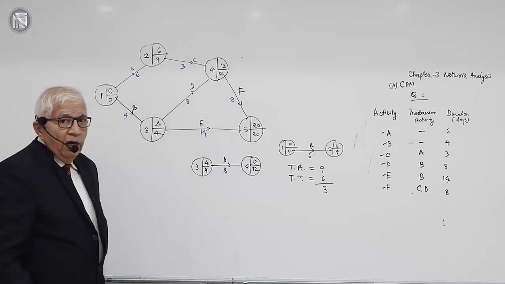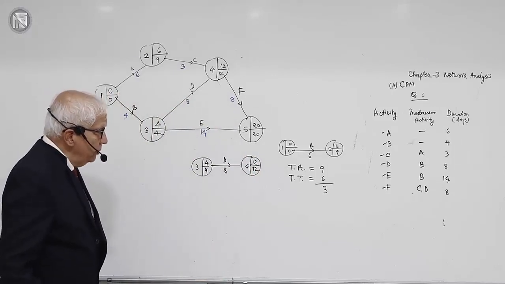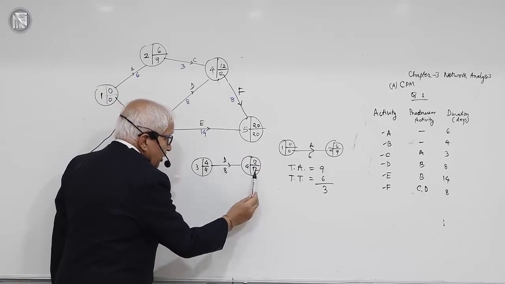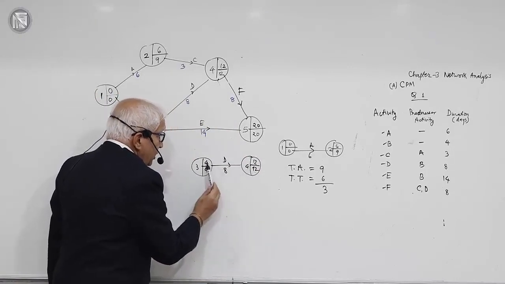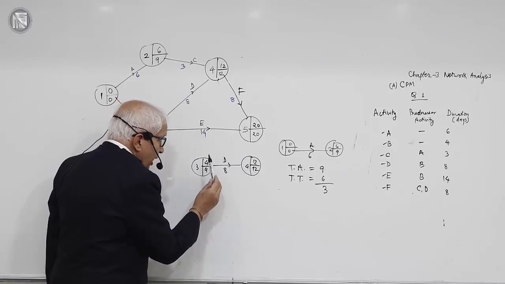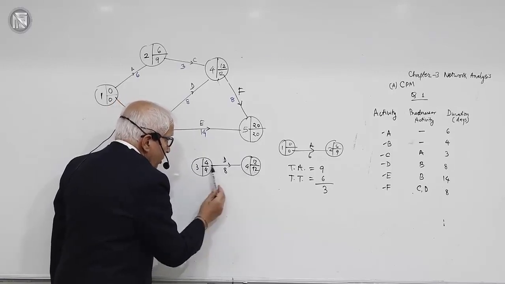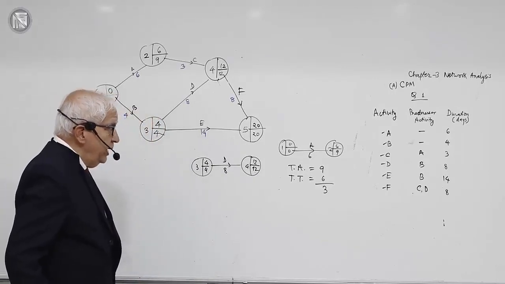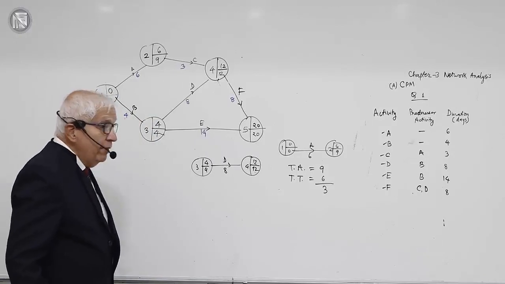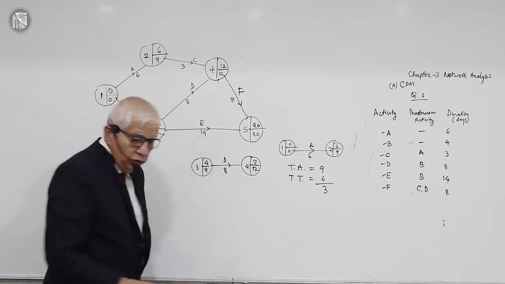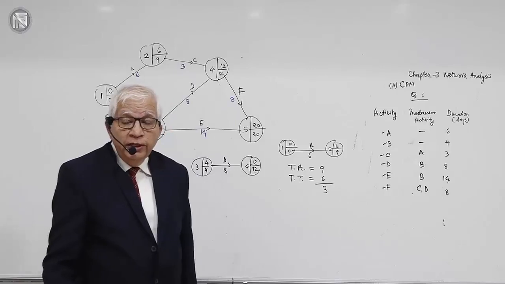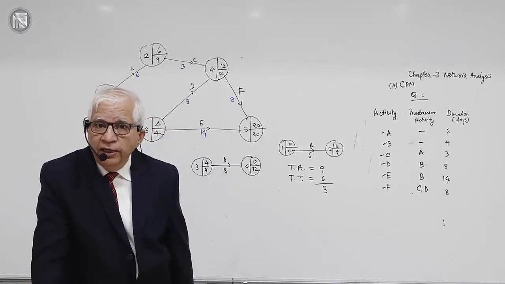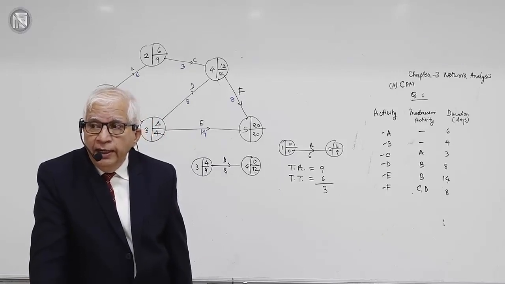How much time is available for completion of this activity? This 12 minus this 4. This is when event number 4 must happen, and event number 3 cannot happen before this time. So 12 minus 4, the time available for this activity is 8 days, and the time actually taken by this activity is also 8 days. That means this activity takes the entire time available for its completion. 8 days are available, 8 days are taken.